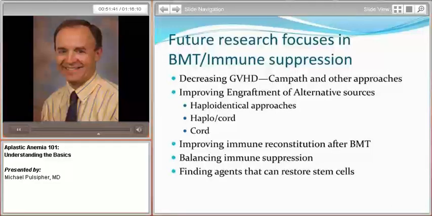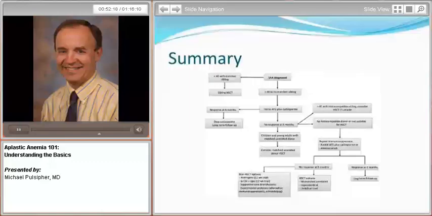In addition, we want patients to recover good immune reconstitution so they can be healthy and happy very quickly after a bone marrow transplant. Now, for immune suppressive approaches, as I mentioned to you, some approaches have been too intense. We have to find a way to balance immune suppression. It may be that immune suppression simply won't work on a certain percentage of patients because their bone marrow stem cells have been completely depleted. In that circumstance, what we want to do is find agents that can restore stem cells, and that's what we're hoping is coming forward with agents like eltrombopag, although that in and of itself also needs to be proven.